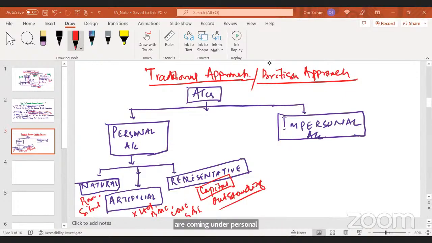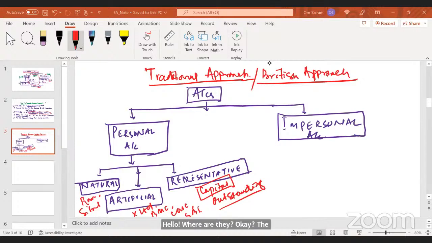Outstanding means what? Due. That means whenever we are talking about outstanding salary of the manager, the salary is already due, but till now we have not paid. Okay.